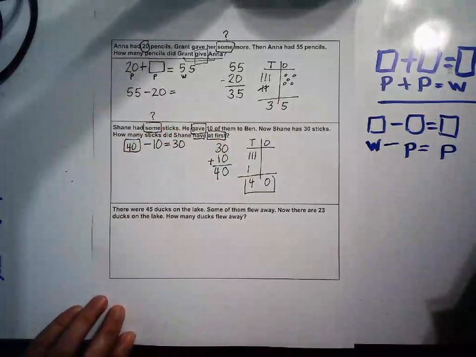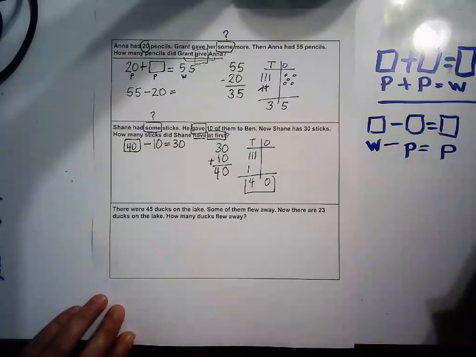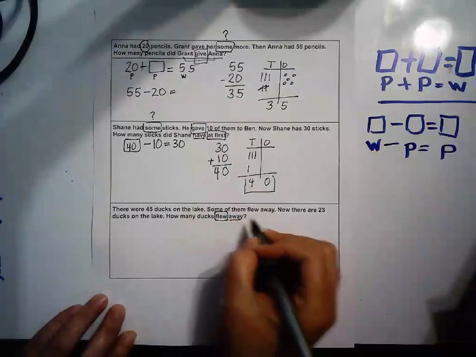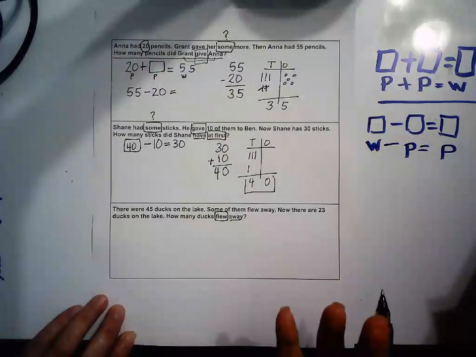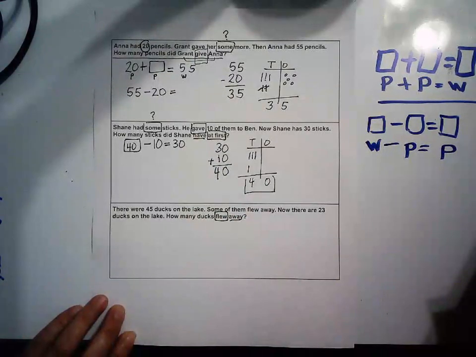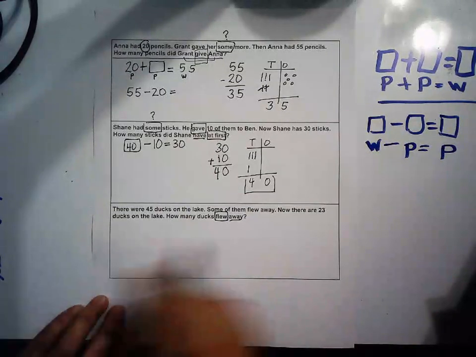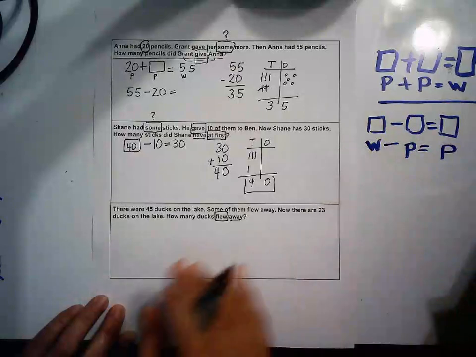Right? Okay, last one. It says there were 45 ducks on the lake. Some of them flew away. Now there are 23 ducks on the lake. How many ducks flew away? Well, first I'm going to look at the question. How many ducks flew away? Away is already kind of cluing me that I'm going to subtract something. But we don't know how much. Okay, so it has to deal with the subtraction maybe. I don't know. Let's see.